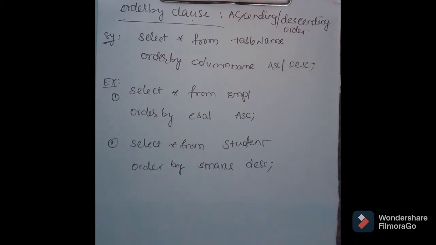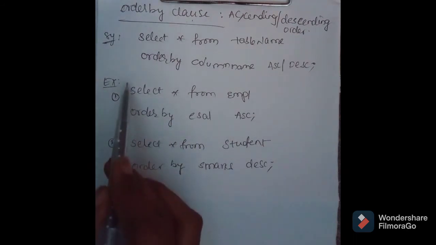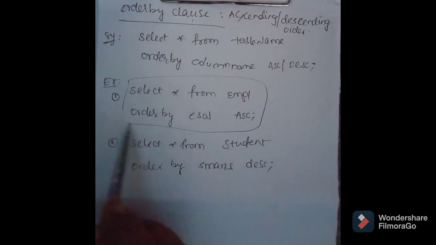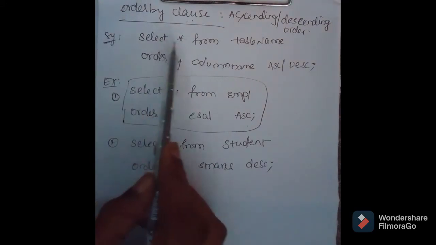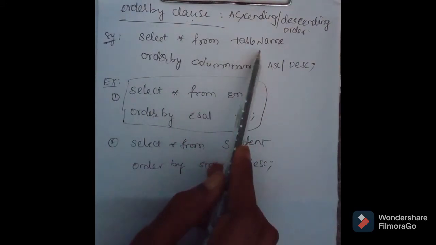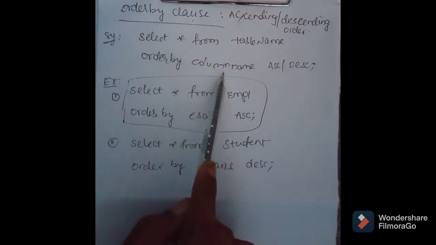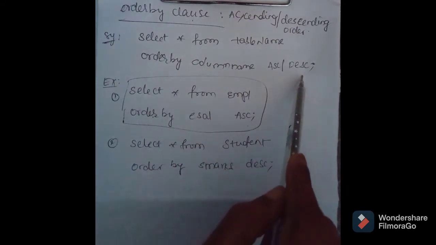This is not practically in the table. Whatever result table you are getting when you write a query, that result set will contain only ascending order or descending order. So this will not make modifications to your table. Only whenever you are executing this query, temporarily, the values are in ascending order. So what is the order by clause syntax? Select star from table name, order by column name, ascending order or descending order.